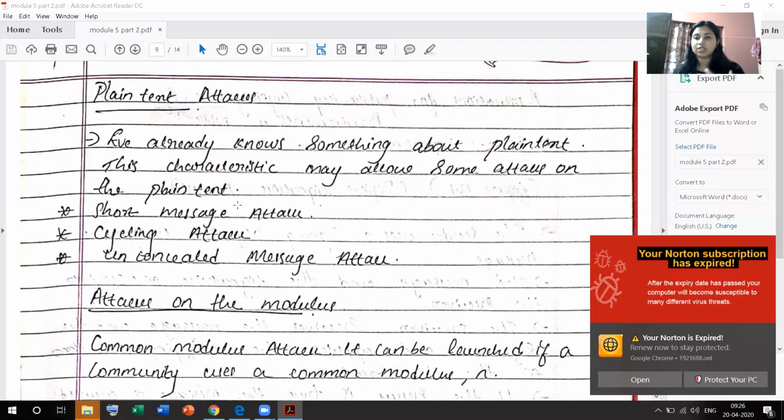If you already know some information about the plain text, you can guess its characteristics, and by using these characteristics, you can obtain the plain text. That type of attack is known as a plain text attack. There are mainly three types: short message attacks, cycling attacks, and unconcealed message attacks.